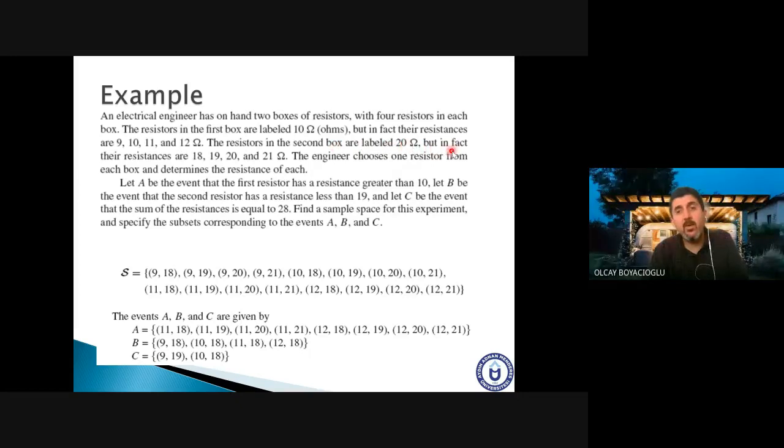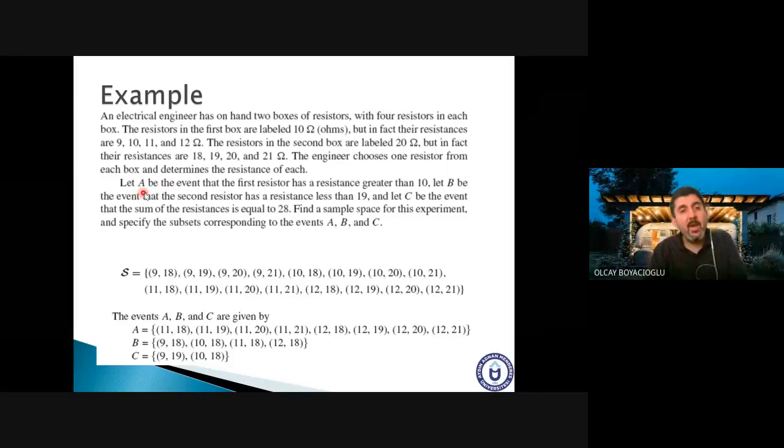However, in fact their resistances are 18, 19, 20 and 21 ohms. These are the high group and the low group. Now the engineer chooses one resistor from each box and determines the resistance of each. They will put it in the device, the machine, and measure how much resistance there is.